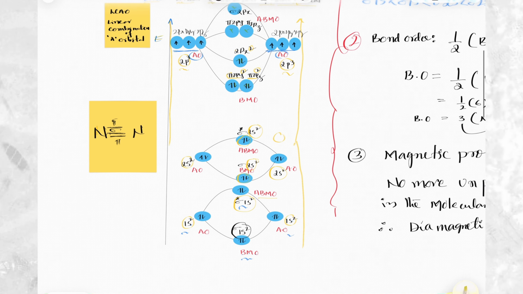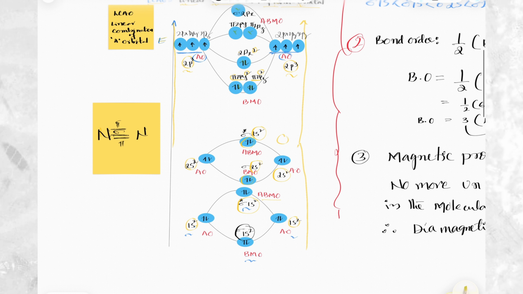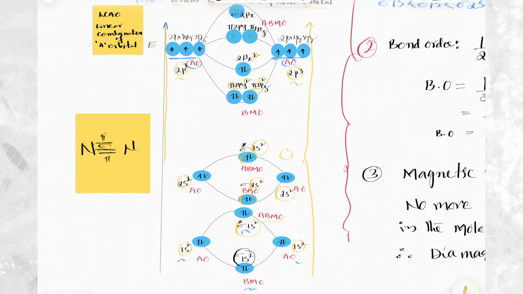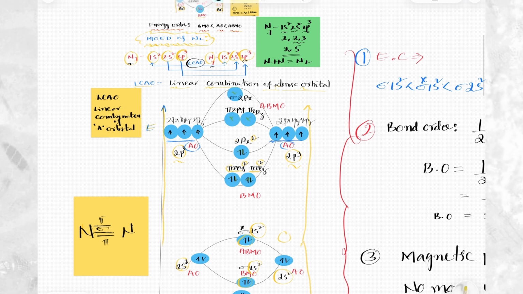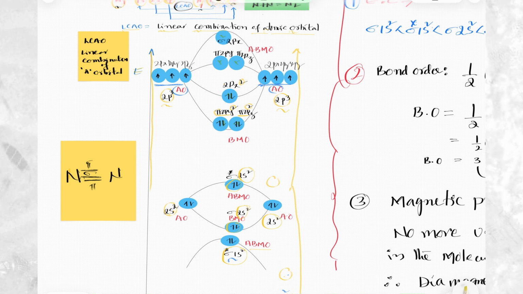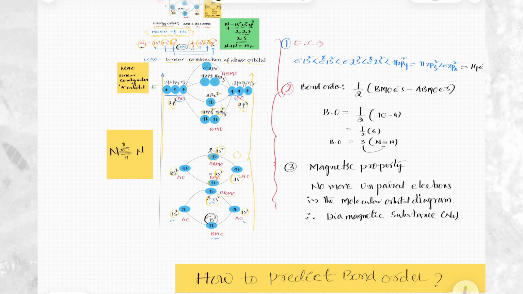First I am taking here 1s, 2s, 2p3, and 1s, 2s, 2p3, and the remaining we fill as they are. Total electrons here 2 plus 2, 4, so up and down 4. Here also 2 plus 2, 4. Here also 3 plus 3, 6: 1, 2, 3, 4, 5, 6. So all are completed. Based on this diagram, what we can find and learn is very important.